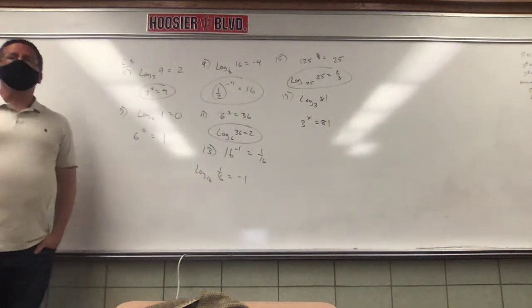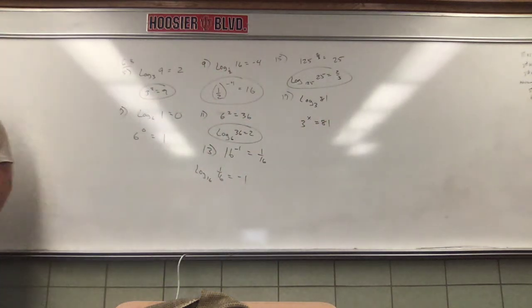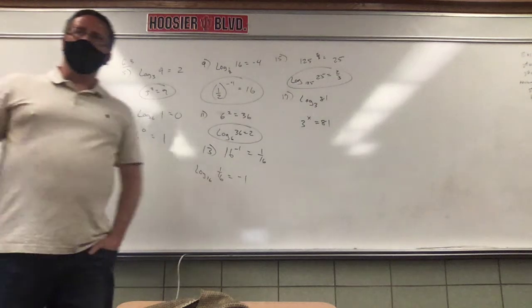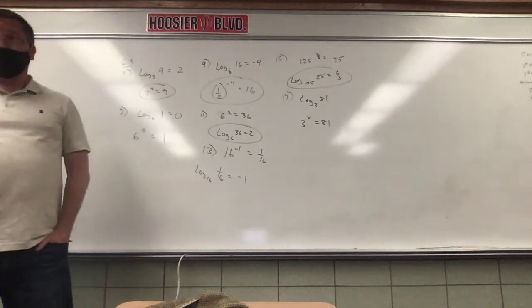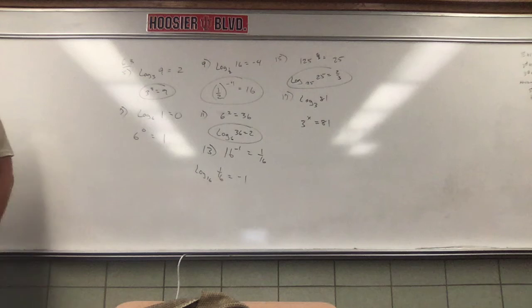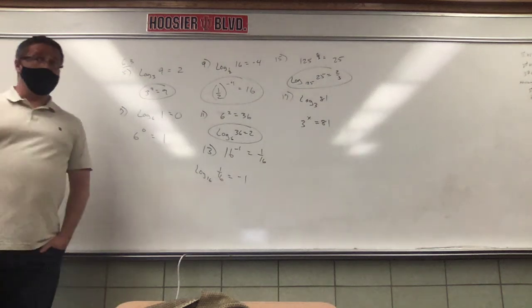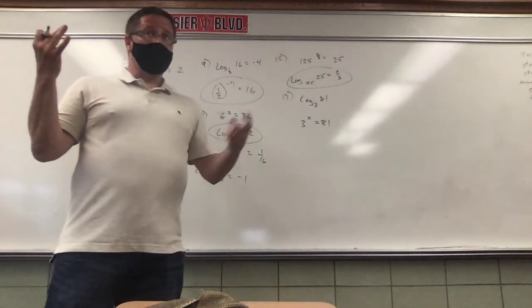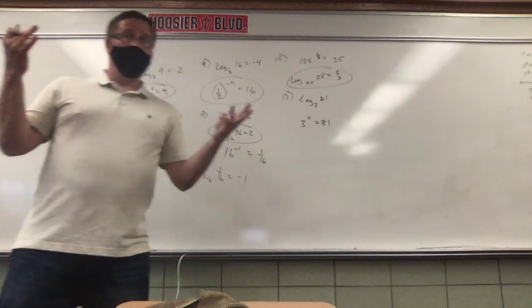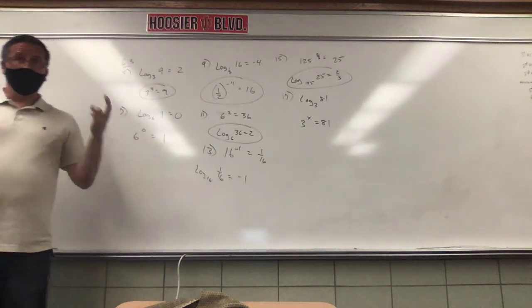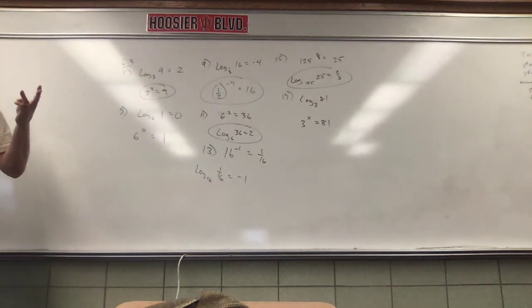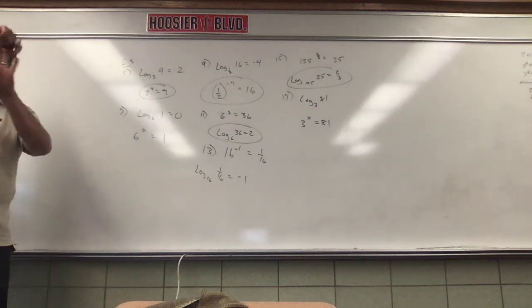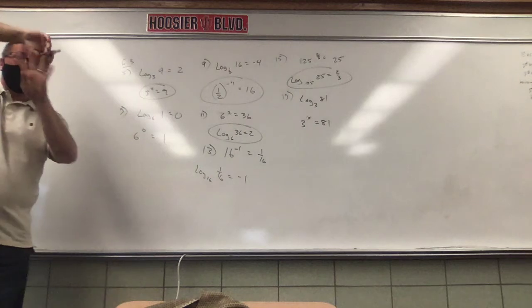And if you're not sure, just throw in some numbers. Is it 1 or not? No, 3 to the 1 is what? 3. Is it 2? No, why? 3 squared is 9. Is it 3? What's 3 times 3 times 3? 3 times 3 is 9, times 3 is 27. No? Is it 4? Yes. Why? 3 times 3 times 3 times 3. 9 times 9 is 81.